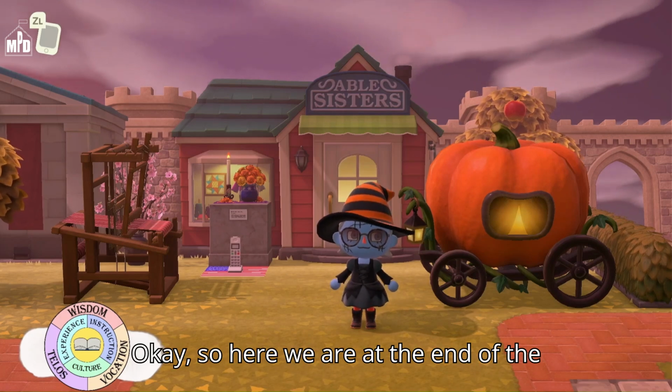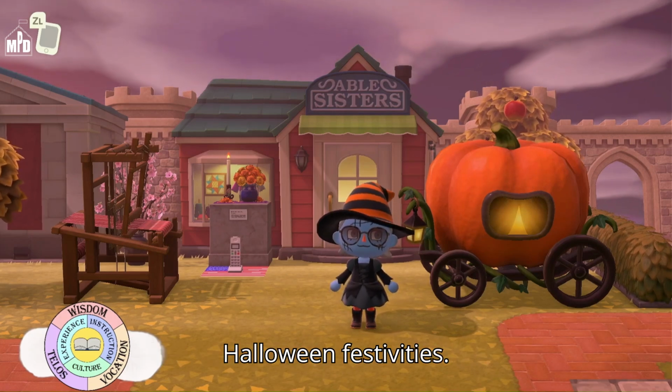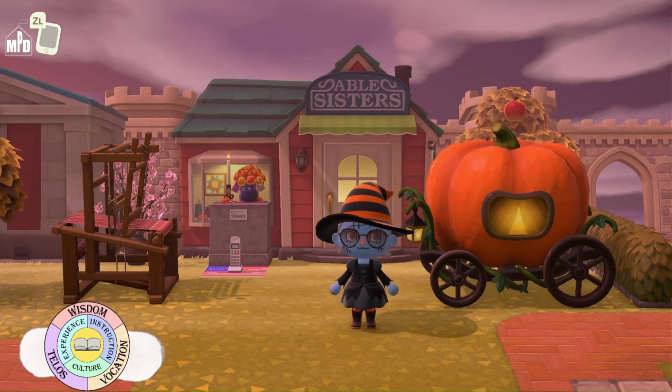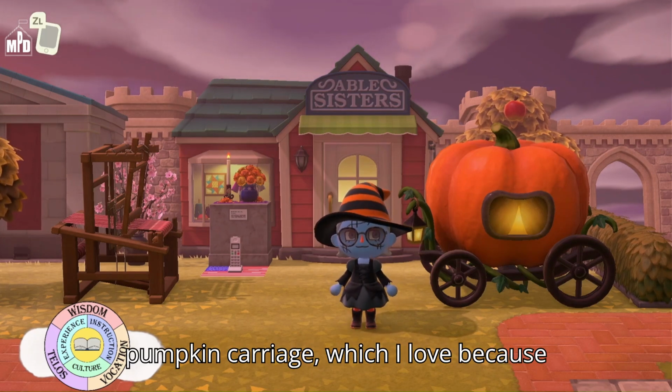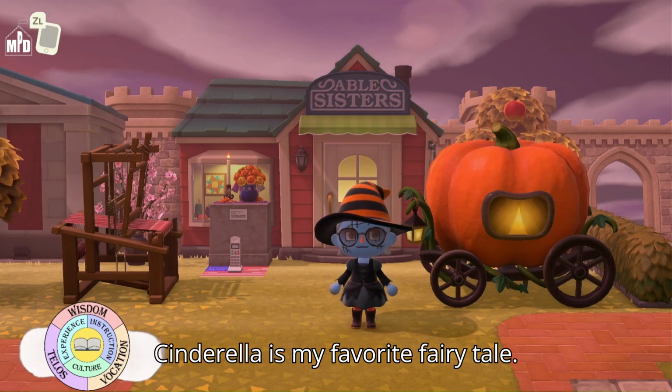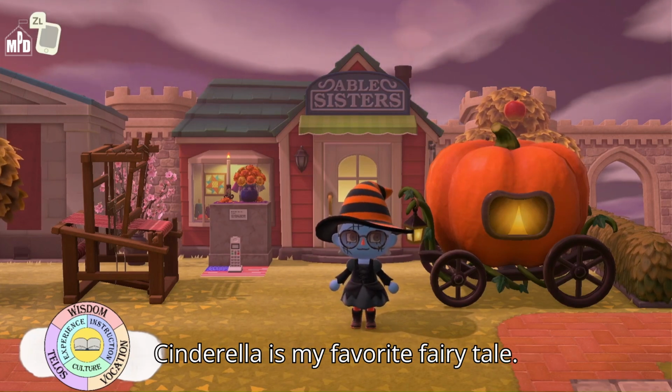Okay, so here we are at the end of the Halloween festivities. The big prize is this lovely pumpkin carriage, which I love because Cinderella is my favorite fairy tale.